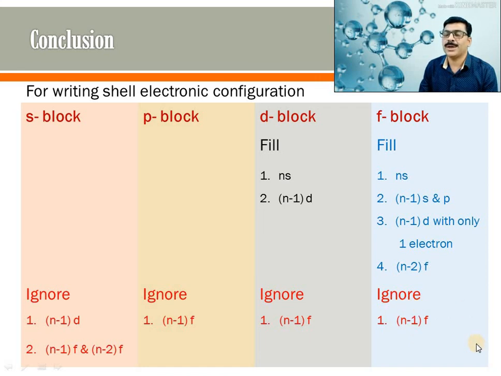And if you remember all these things, then you can easily write the shell electronic configuration of S block, P block, D block and F block elements. So this is the shell electronic configuration. Now the second part is the orbital or complete electronic configuration, and the third type is the valence shell electronic configuration or outermost shell electronic configuration.